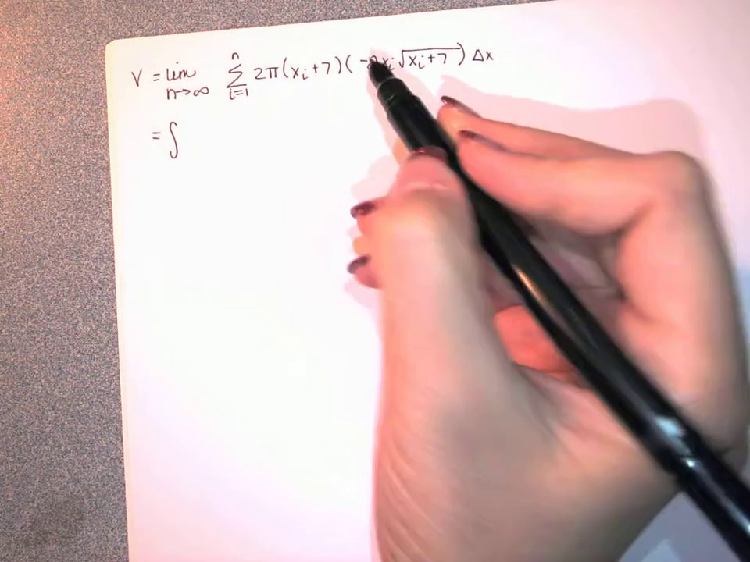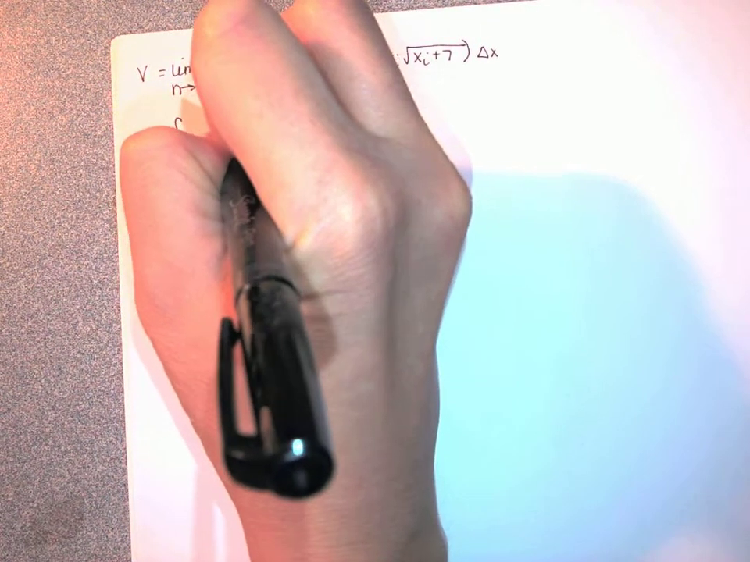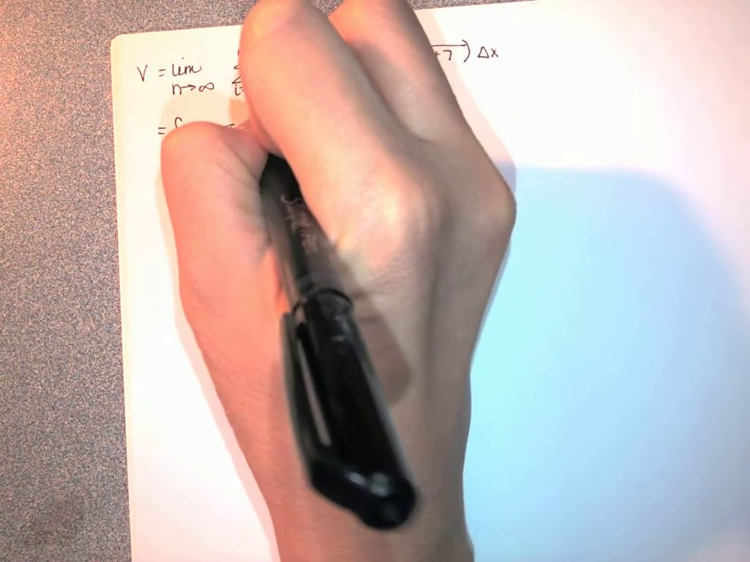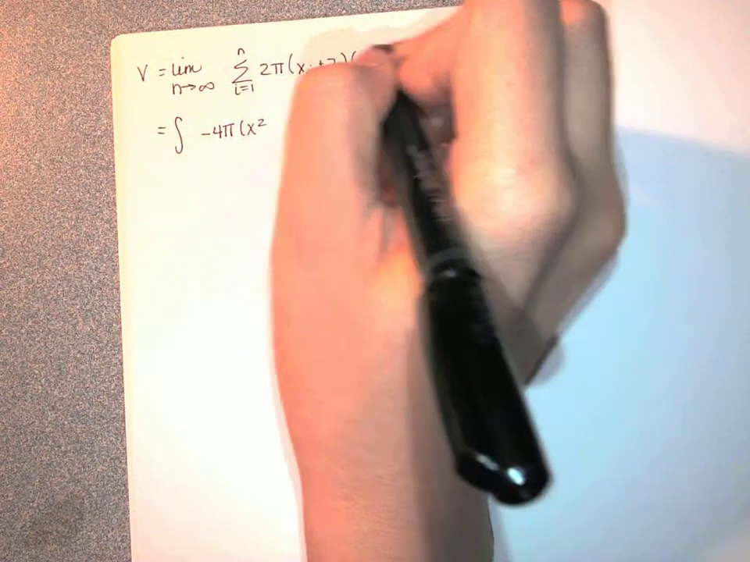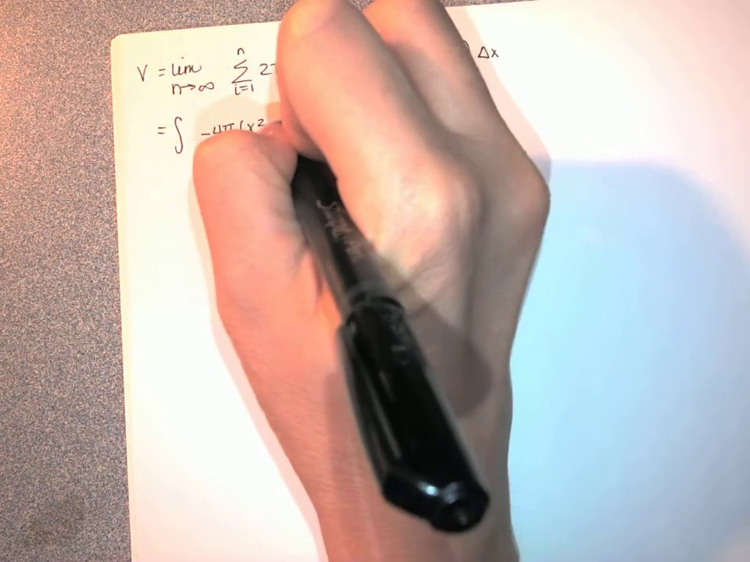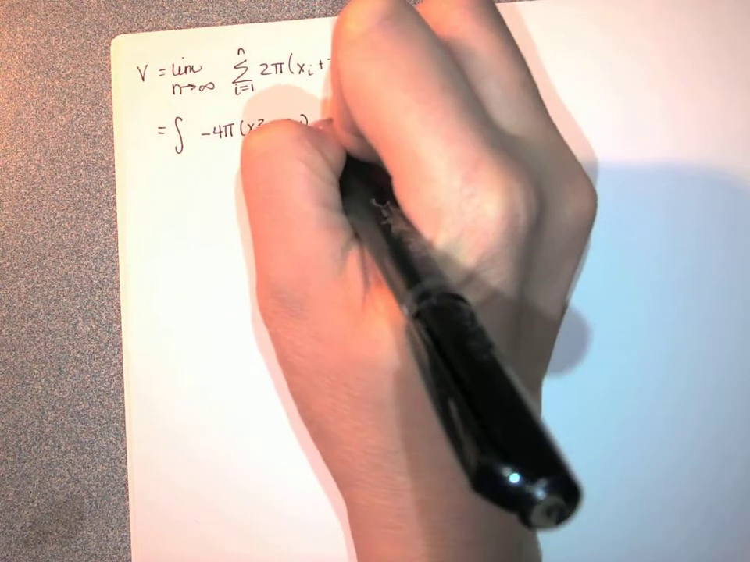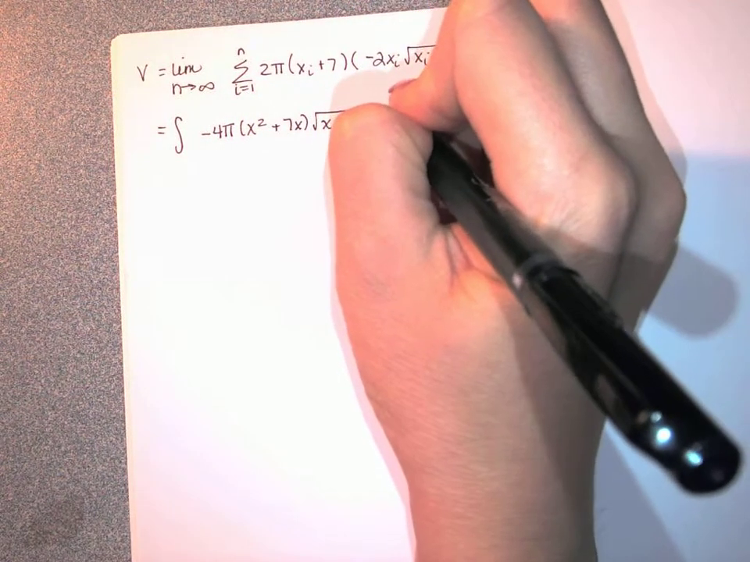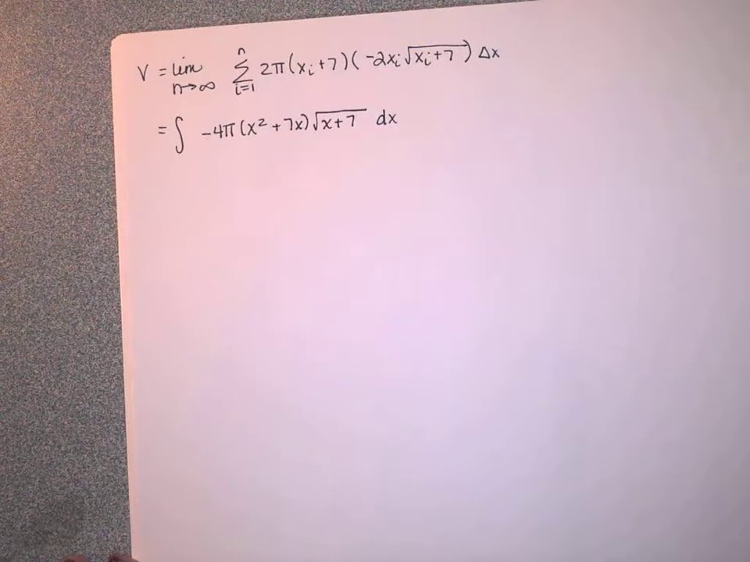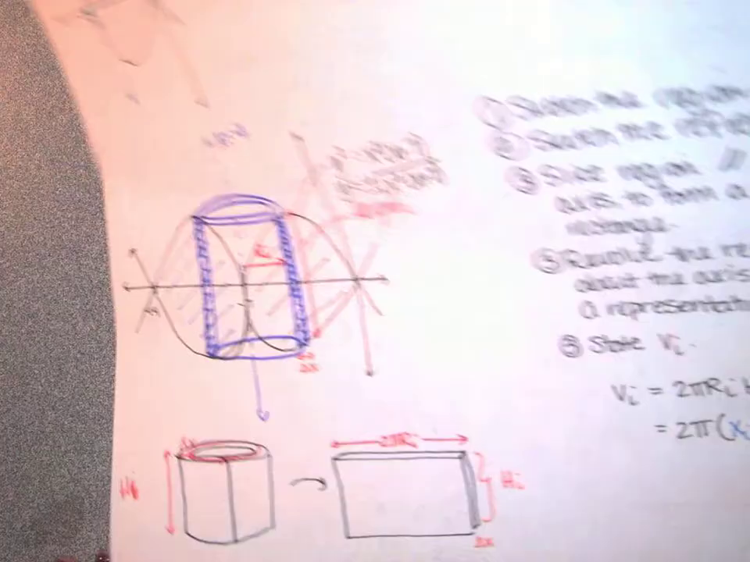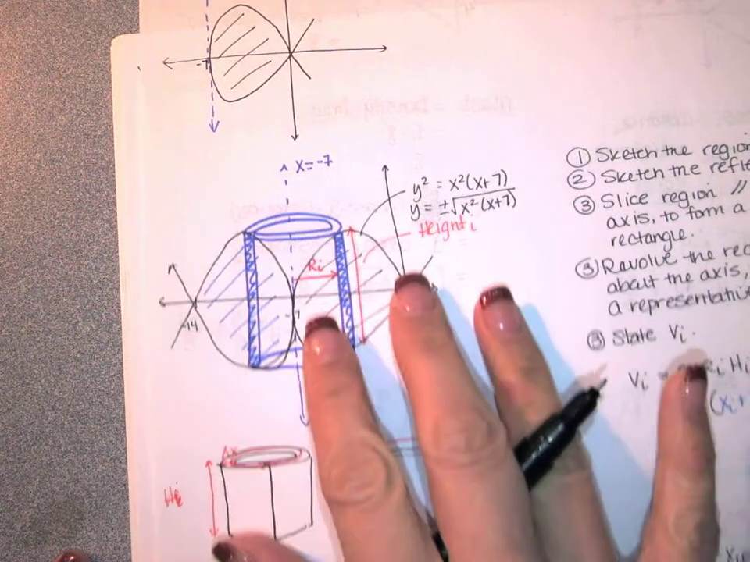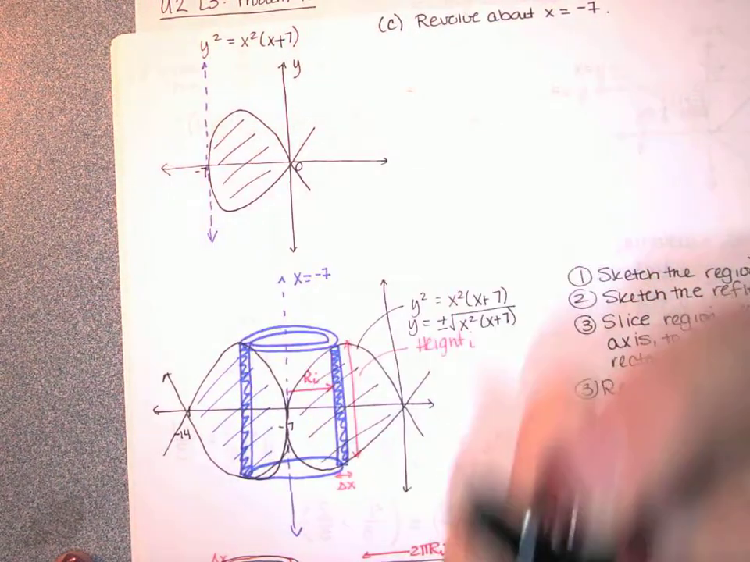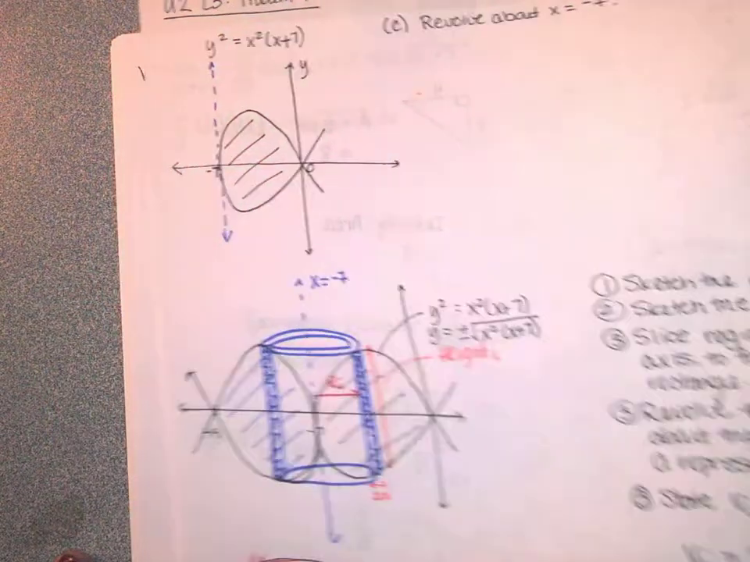2 pi times -2 is going to be -4 pi. And then you've got an x times an x plus 7. You could distribute that: x times x is x squared, x times positive 7 is 7x. And I've still got the square root of x plus 7 over here, dx. And look at your original region. You can either look at it here, or before we reflected it. x goes from -7 to 0, from smallest to largest.